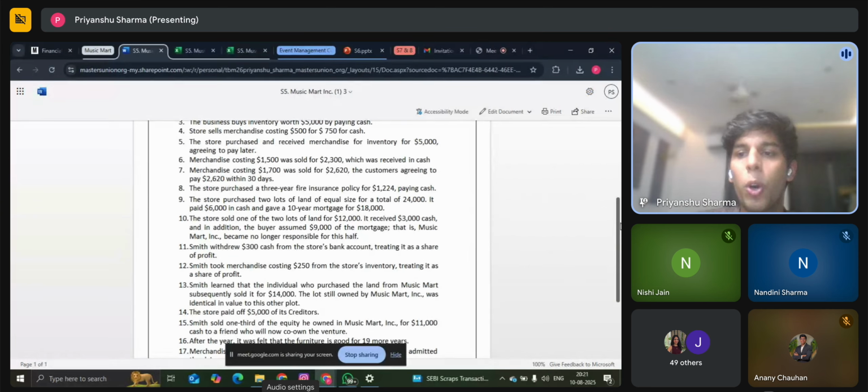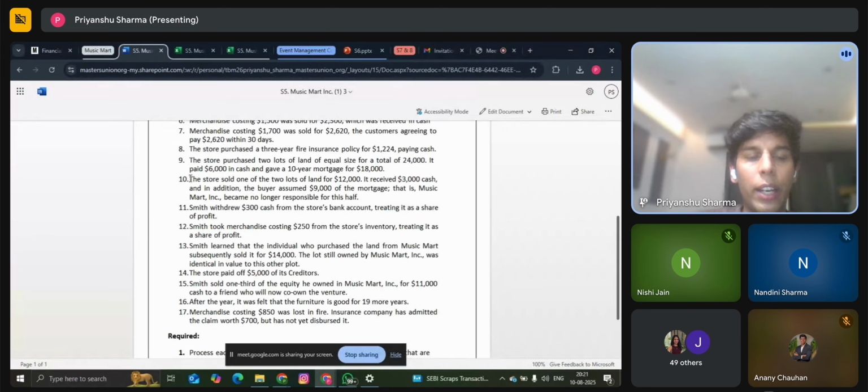Cool. I'll move on to our next item in the transactions. The store sold one of the 2 lots of land for $12,000. It received 3,000 cash, and in addition, the buyer assumed $9,000 of the mortgage. That is, Music Mart becomes no longer responsible for this half.